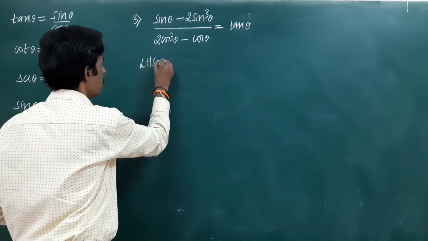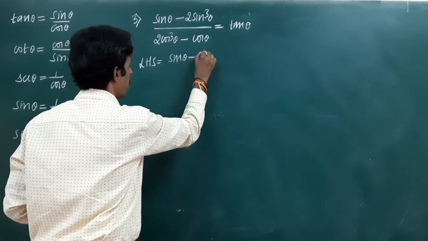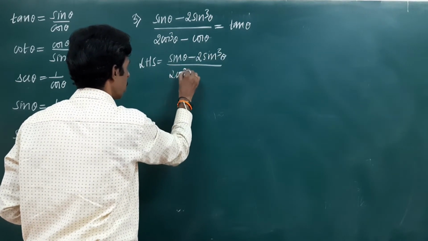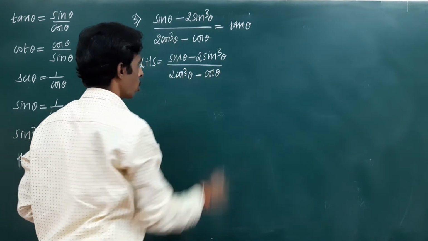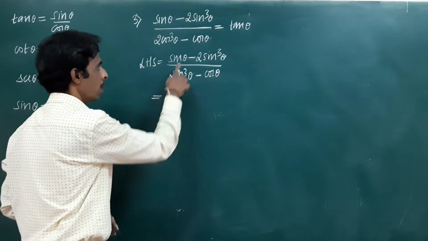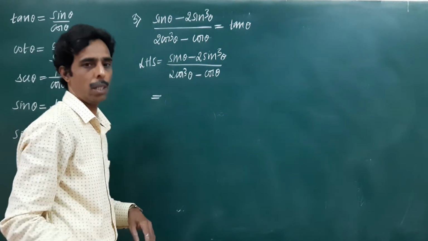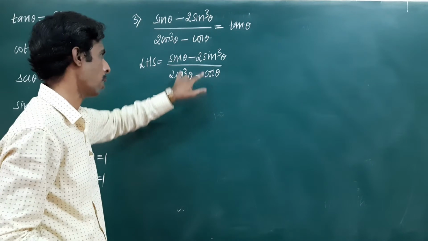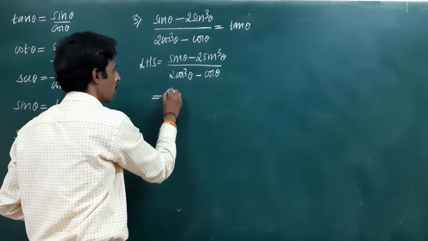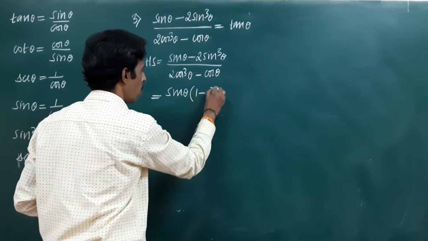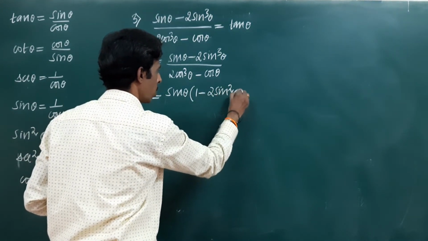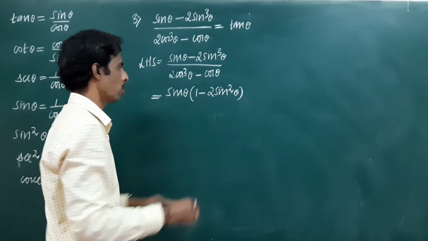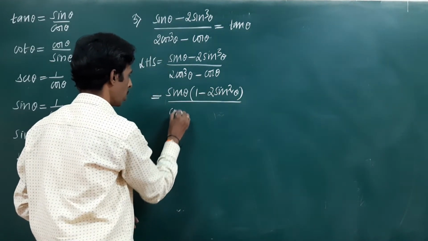Now, LHS is equal to sin theta minus 2 sin cube theta divided by 2 cos cube theta minus cos theta. So this is equal to sin theta, cos theta and cos theta. So sin and cos both are there in the numerator side as well as denominator side. So sin theta I will take outside: 1 minus 2 sin square theta, that is, 1 into sin theta minus 2 sin theta into sin square theta gives sin cube theta. Divided by cos theta, take this outside.